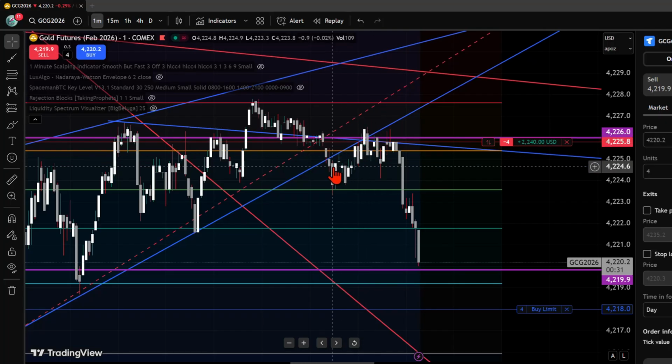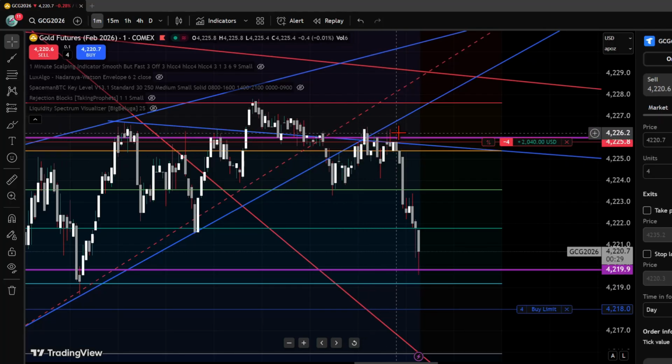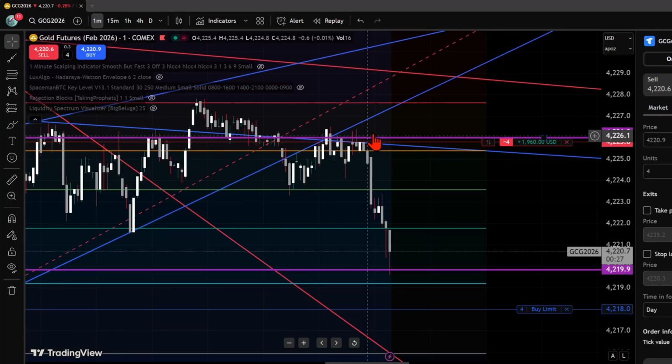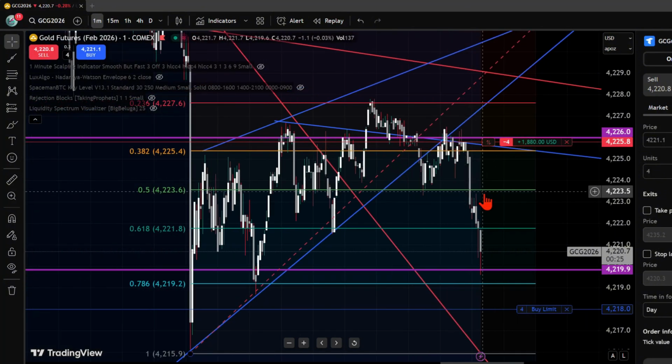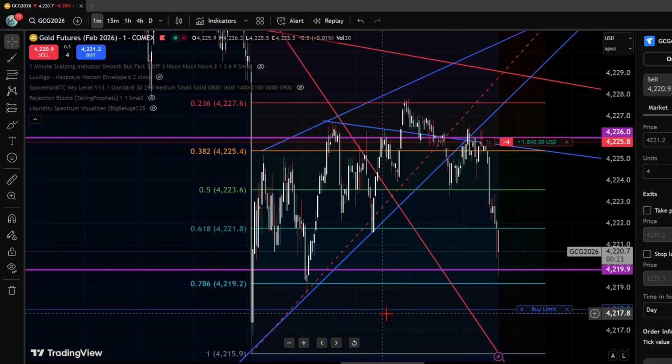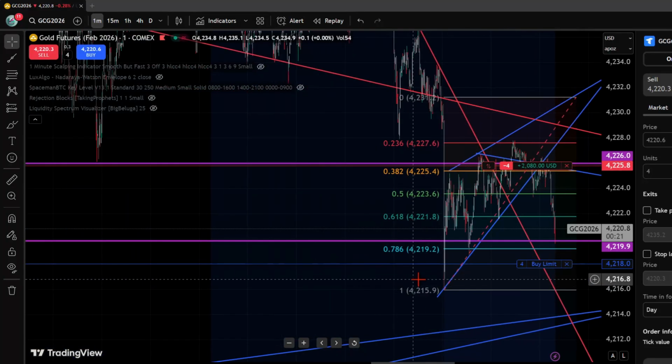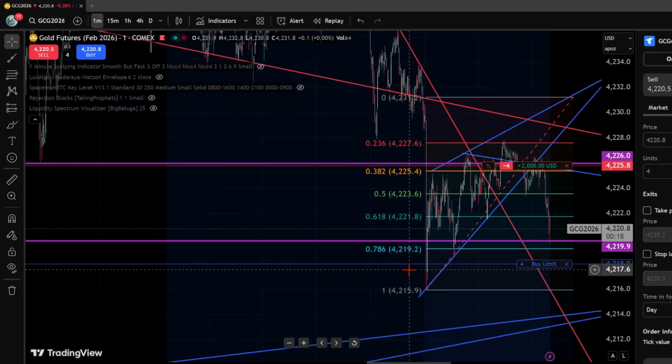It's retesting right up against that trend, not breaking past it, wicking off right here, finding that entry, and then just playing this all the way down. I can play this down further. I'm playing this down to the bottom of this level here.